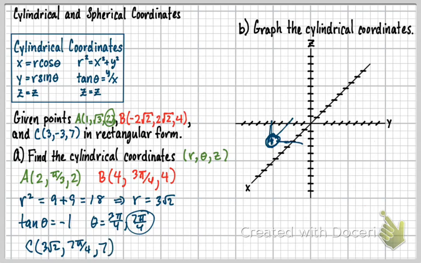So now what we're going to do is we're going to graph these points. But we'll do that in the next video.